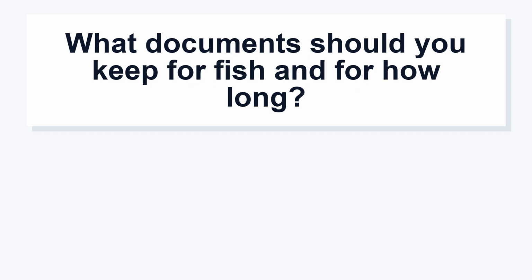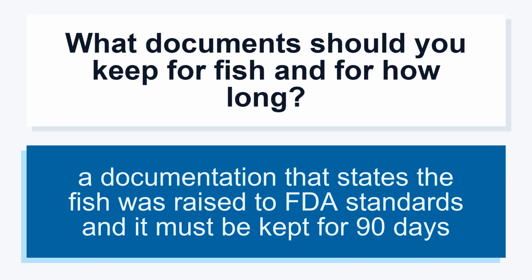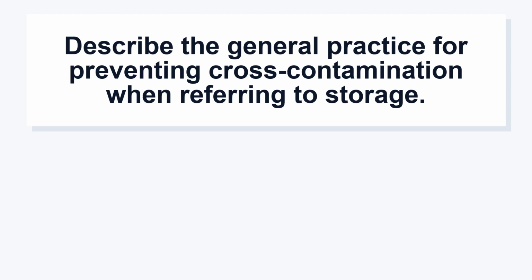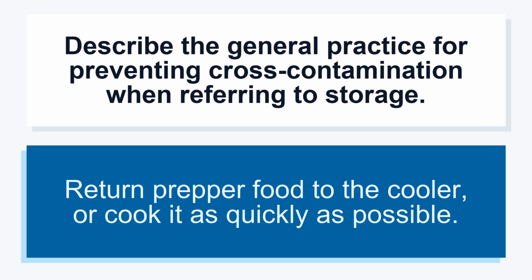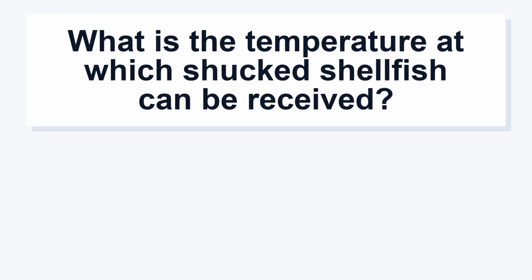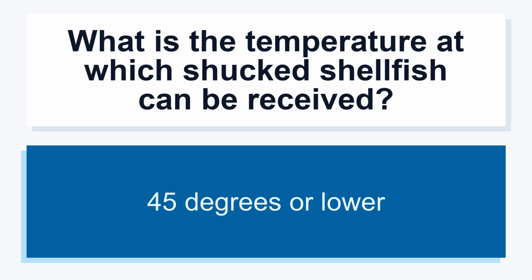What documents should you keep for fish and for how long? A documentation that states the fish was raised to FDA standards and it must be kept for 90 days. Describe the general practice for preventing cross-contamination when referring to storage. Return prepped food to the cooler, or cook it as quickly as possible. What is the temperature at which shucked shellfish can be received? 45 degrees or lower.